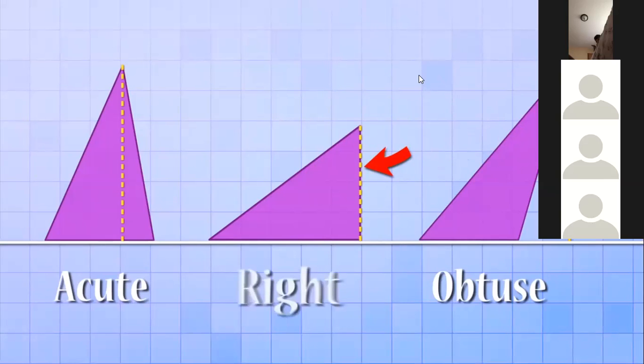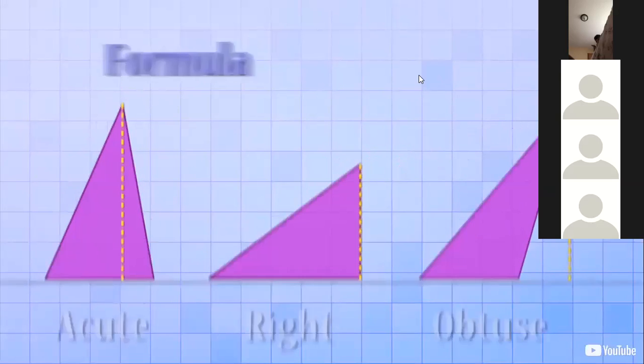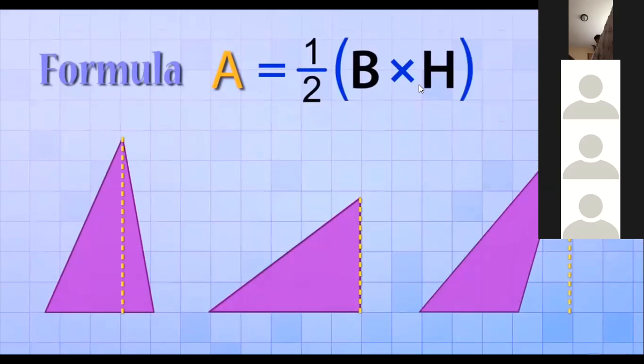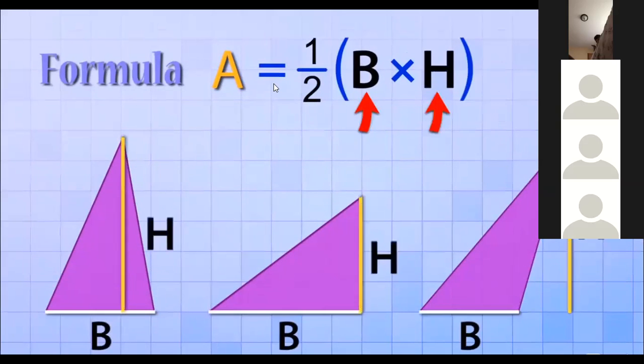But no matter where it is, the formula for finding the area of any triangle is the same. Area equals 1/2 base times height. So if we know these two measurements, base and height, we can just plug them into our formula to calculate the area.